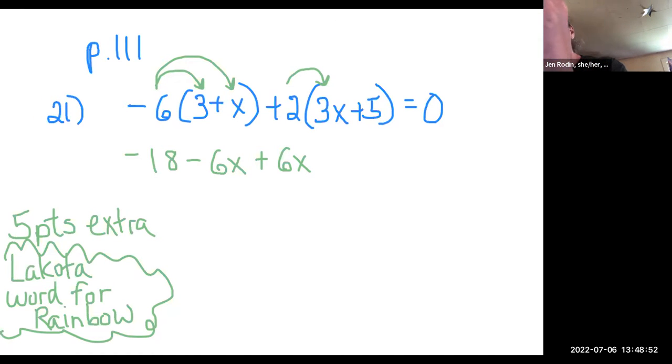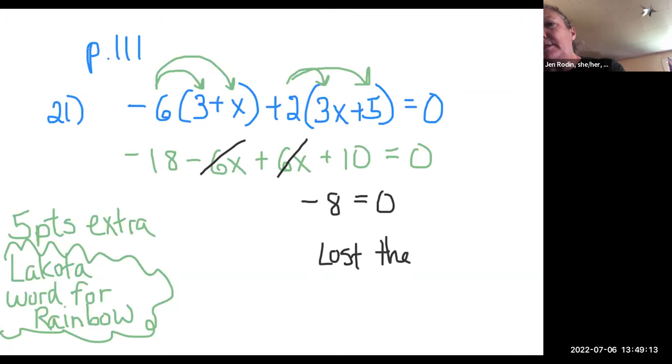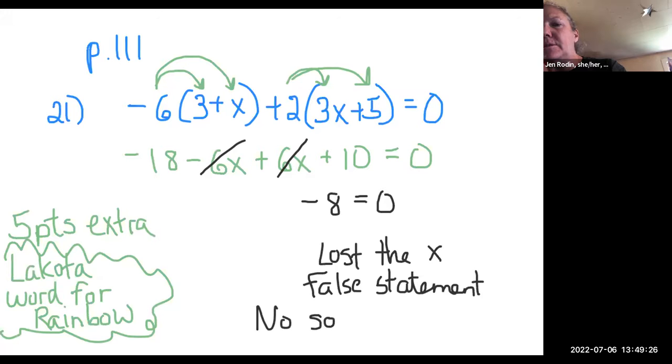Let's carry on. Sorry, I interrupted my train of thought here. See, there it goes. Now we're combining like terms and those zero out. Negative 18 plus 10. So again, we lost the variable, whatever variable it is. In this case, it was the x. We got a false statement. That's not true. So there exists no solution for this equation.